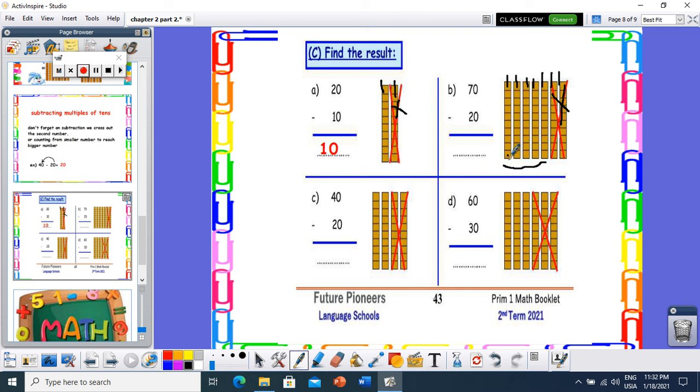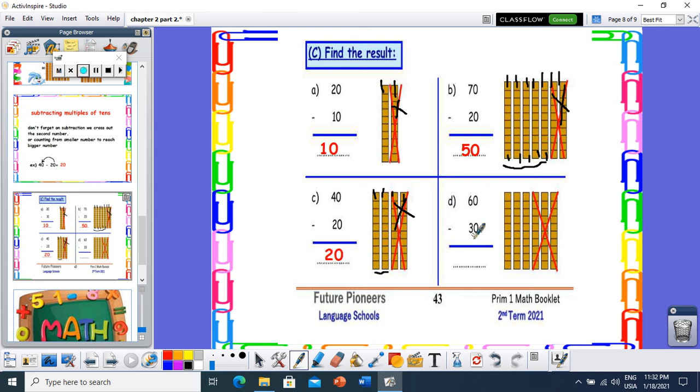Count with me. 1, 2, 3, 4, 5. 5 on the magical hand is what? Excellent, 50. So 70 minus 20 equals 50. Okay, 40 minus 20. So how many bars of chocolate do we have here? 1, 2, 3, 4. Minus 20, so I have to cross out 2 bars of chocolate. How many remain? 2. 2 on the magical hand is 20.